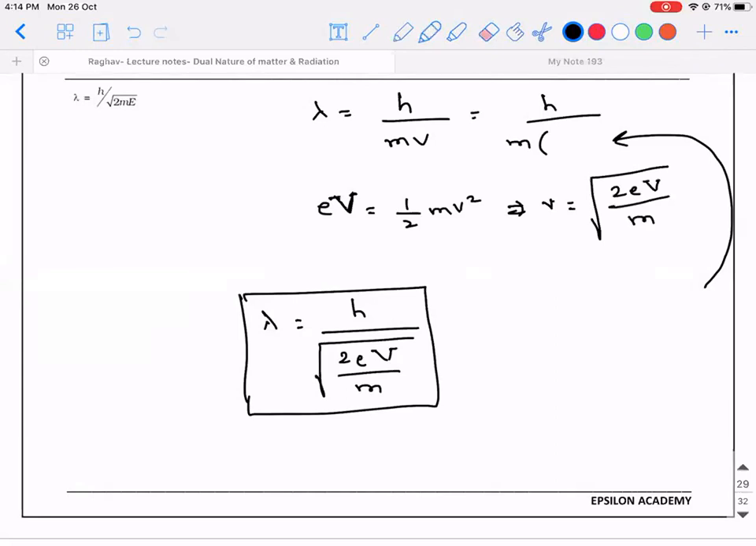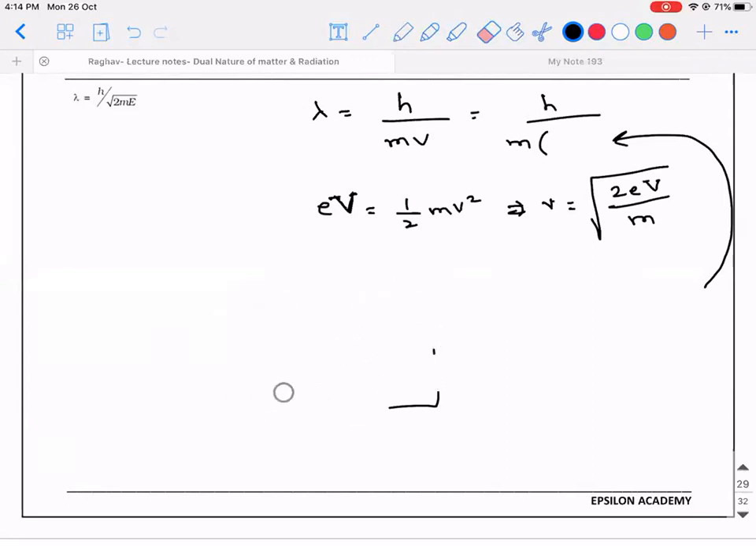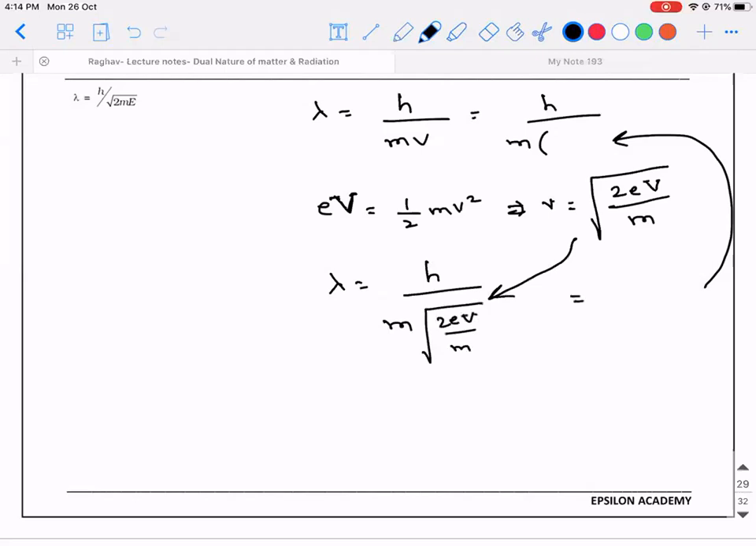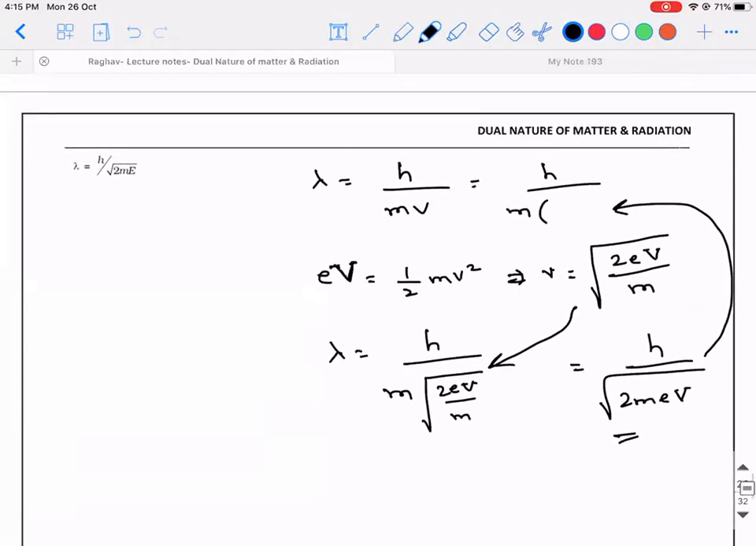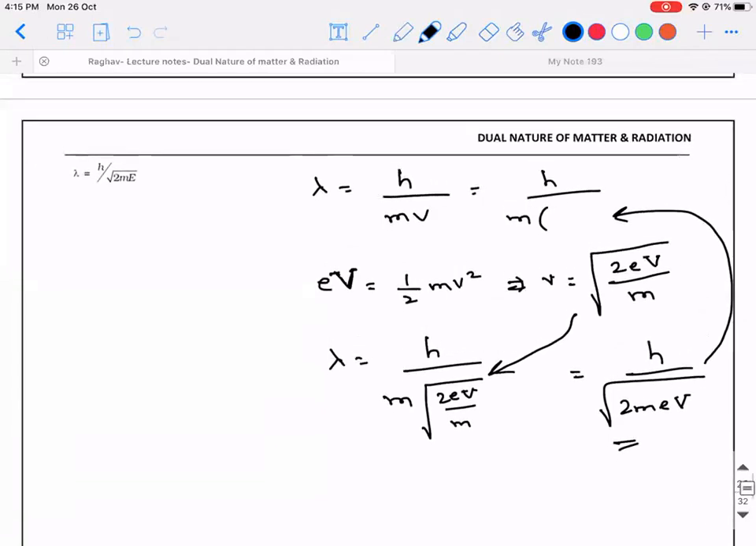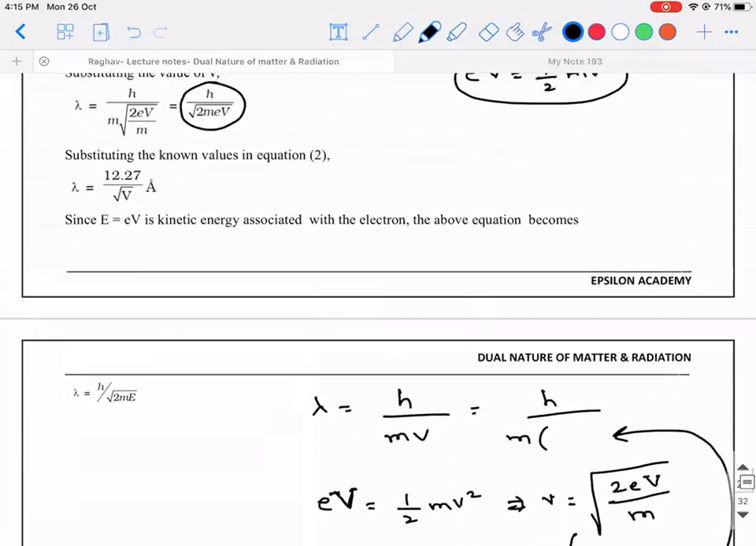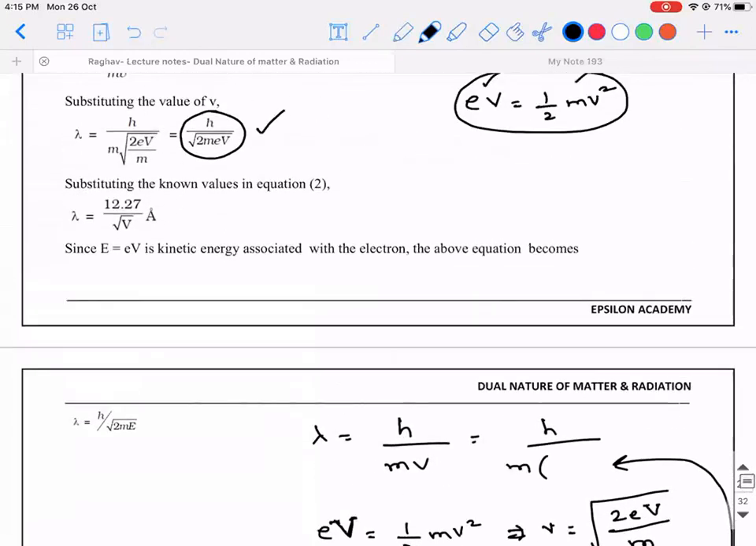So lambda will be equal to h by m into, I'll take this velocity and substitute it here, which will be root of 2eV divided by m. So what will you get? It will be h divided by root of 2m into eV. Okay. So there is the de Broglie's wavelength of an electron: h divided by root of 2m into eV.